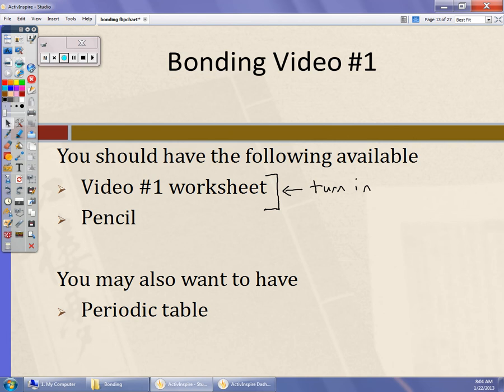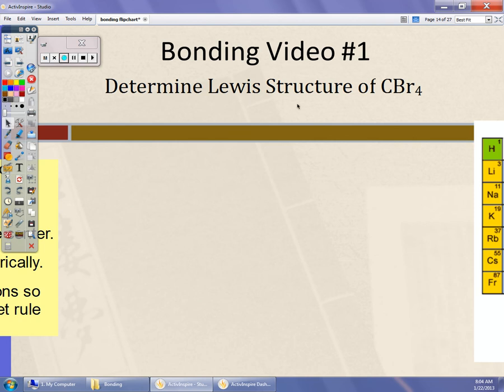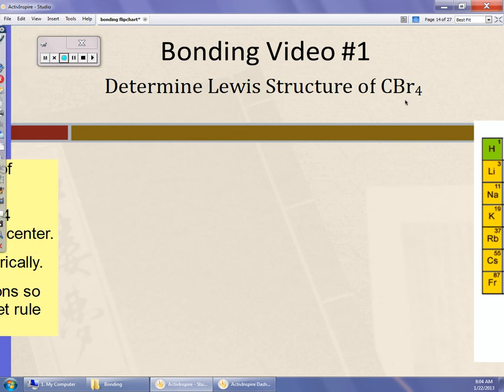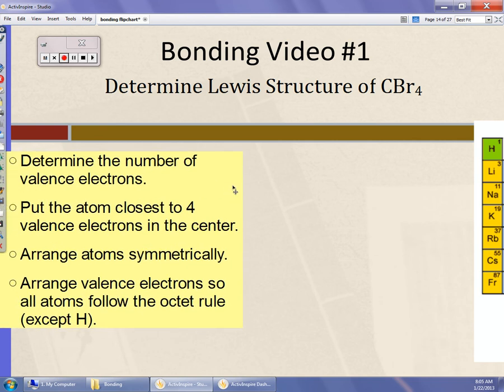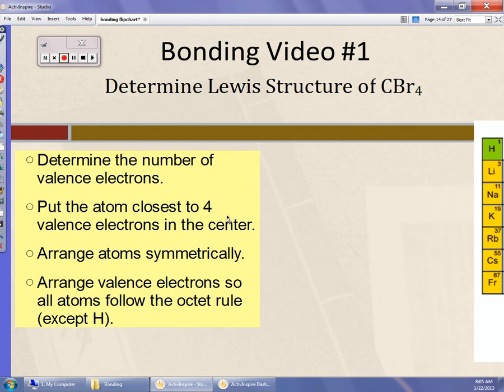Let us begin. We're going to find the Lewis dot structure of carbon tetrabromide. This is a covalent molecule because it has all nonmetals in it. In order to do so, we're going to follow a 4-step procedure. Let's start at the beginning.